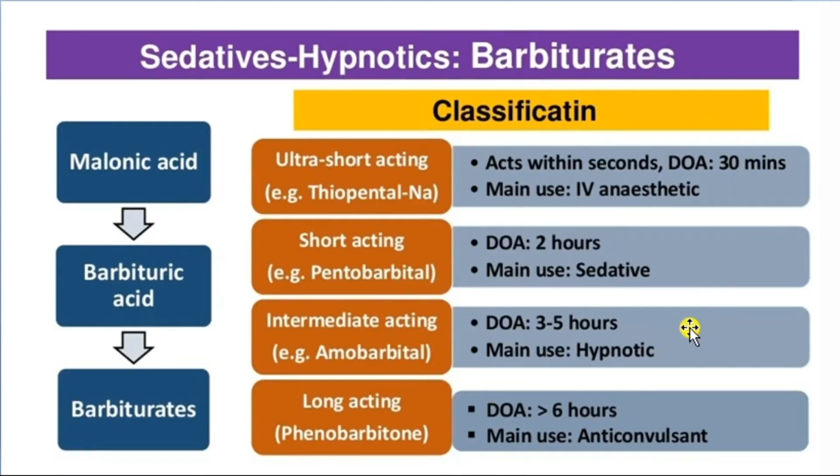Sedative-hypnotics, barbiturates. Classification: ultra short acting, acts within seconds, duration of action 30 minutes, main use IV anesthetics, example thiopental sodium. Short acting, duration of action 2 hours, main use sedative, example phenobarbital. Intermediate acting, duration of action 3 to 5 hours, main use hypnotic, example amobarbital. Long acting, duration of action greater than 6 hours, main use anticonvulsant, phenobarbital.